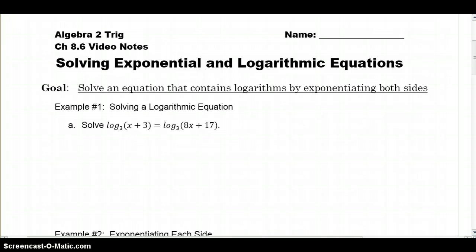We're going to continue talking about solving equations, and specifically, last video talked about solving exponential equations, well now we're going to move into solving logarithmic equations. Okay, so everyone should have this goal written down. The goal for today's video is going to be to solve an equation that contains logarithms by exponentiating both sides.